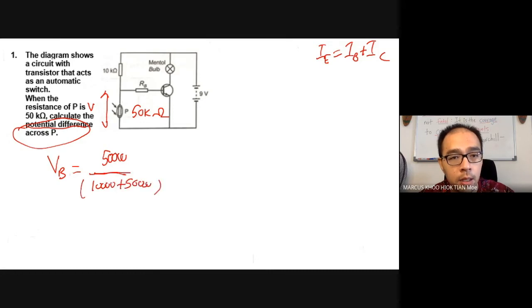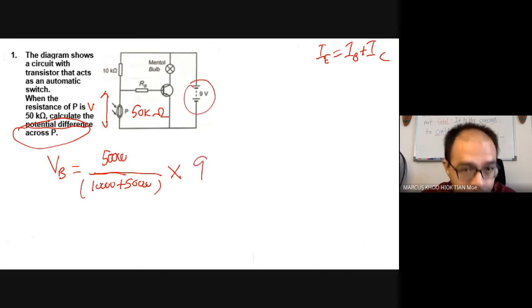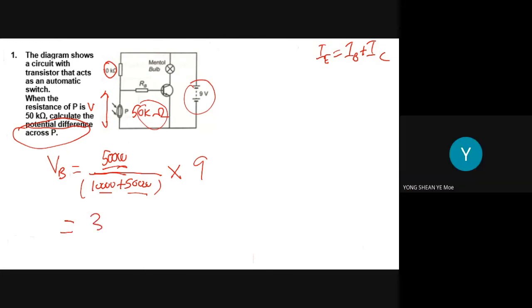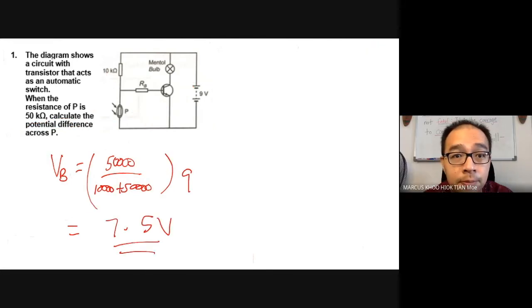The resistance you want to use, the resistance you want to calculate the voltage for, over the total resistance, times the total voltage, which is 9 volts. Guys, listen to this. If there is kilo ohms, you need to change it to 50,000. Can somebody calculate this for me, please? 7.5. Okay, 7.5, am I right?